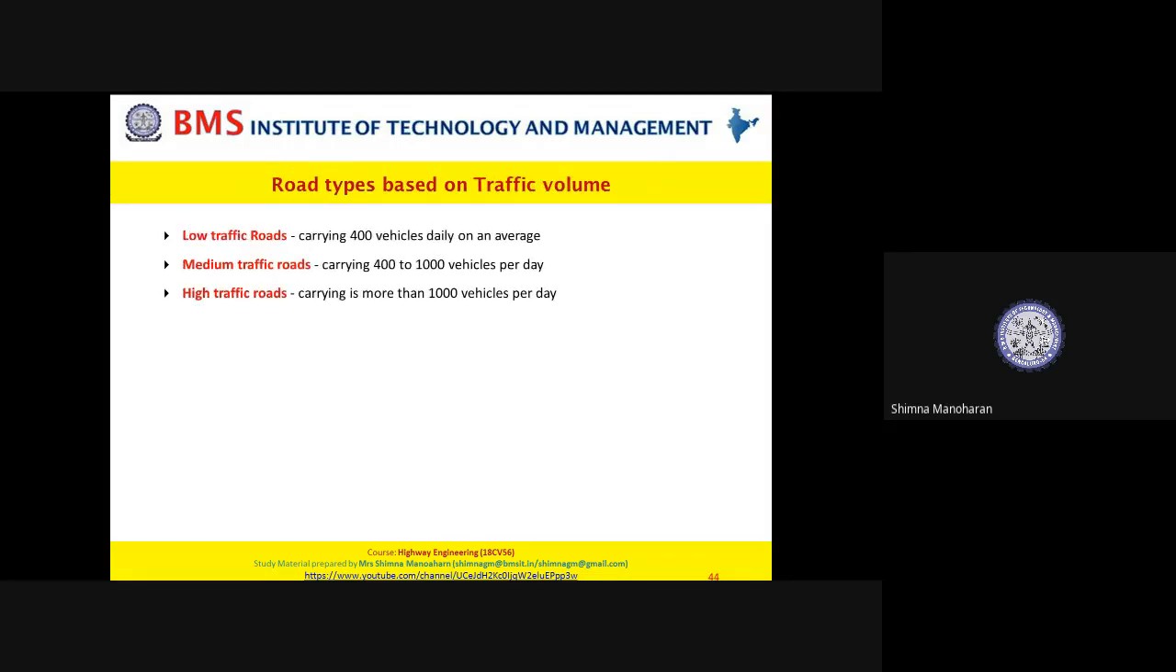Now based on traffic volume, you have three roads. One is the low traffic road, second is the medium traffic road, third is the high traffic road. In low traffic road, the number of vehicles carried on an average on a daily basis will be 400 vehicles. In medium traffic road, it is 400 to 1000 vehicles per day, whereas in high traffic road, it will be more than 1000 vehicles. So up to 400 is low traffic, 400 to 1000 is medium traffic, and more than 1000 will be classified under high traffic road.